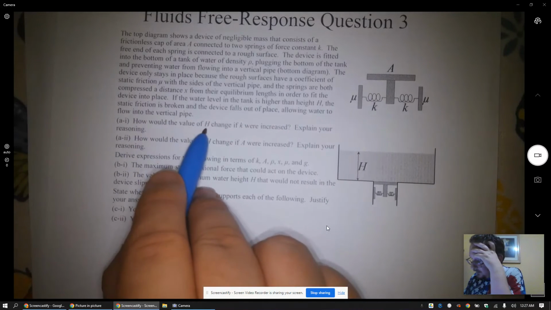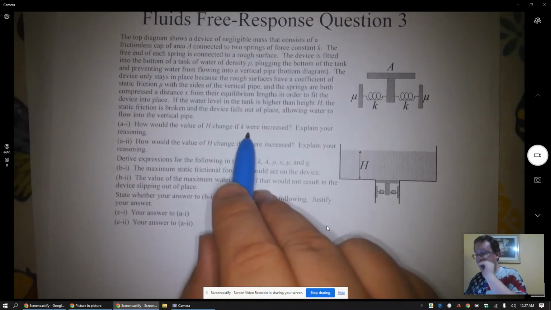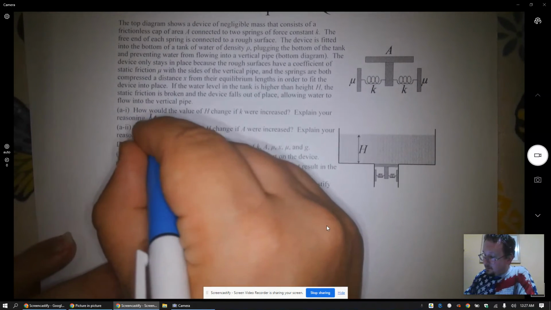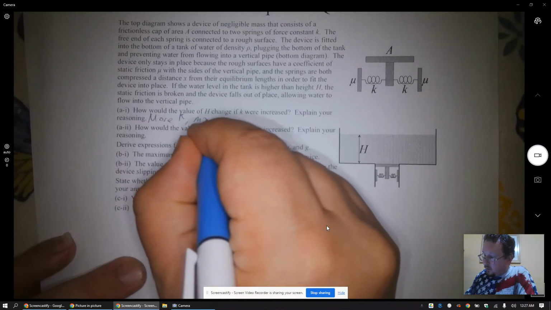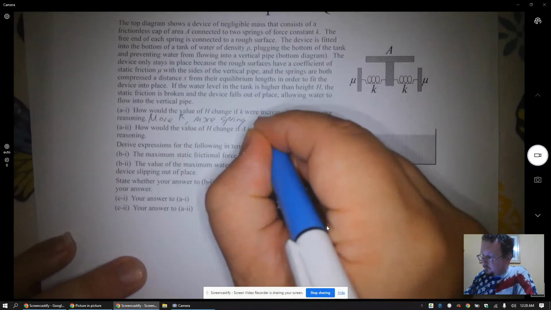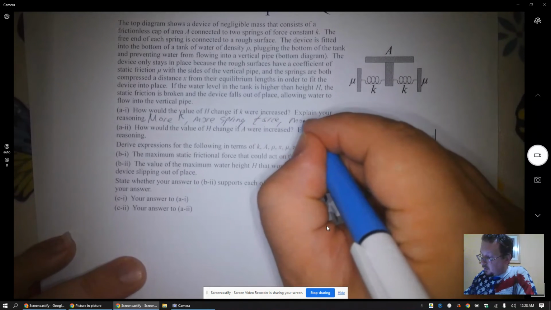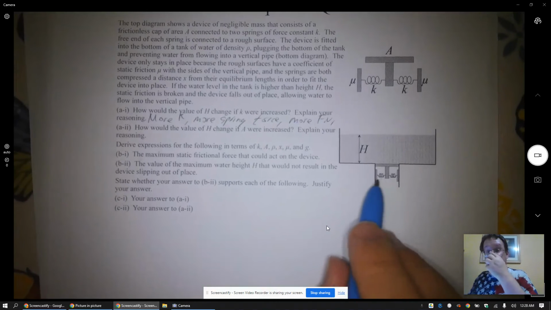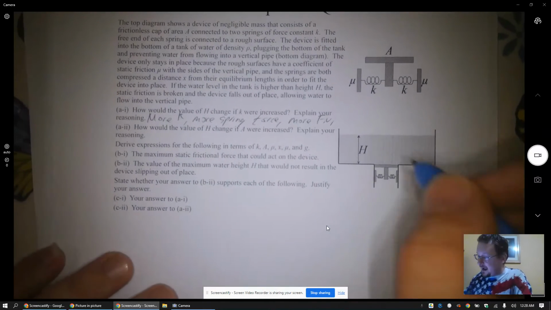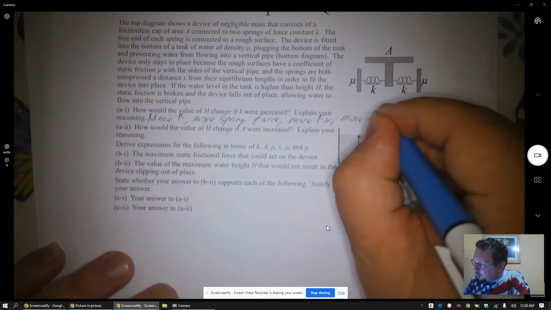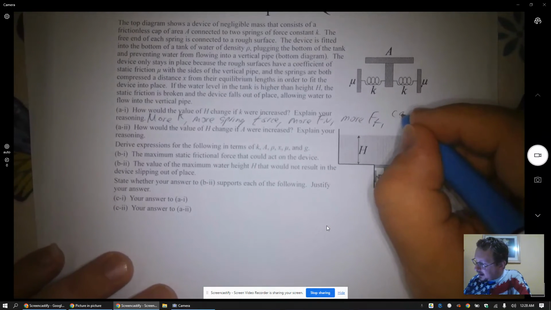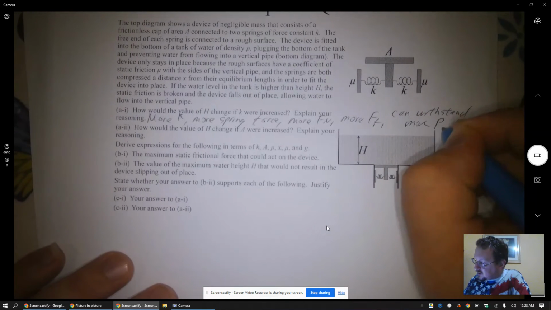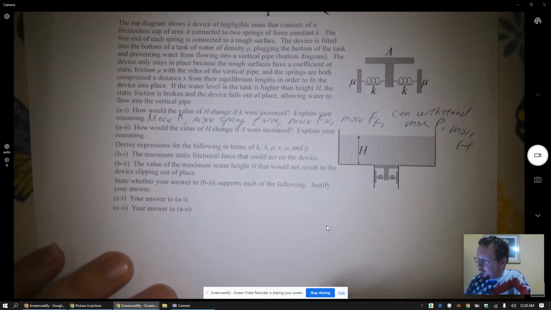Okay, how would the value of h, the height, change if k were increased? So here's what I'm going to say. I'm going to say more k, more spring force. That results in more normal force, because what's happening? The springs are pushing against the walls of this pipe. So the normal force is pushing back on them, and that makes there be more friction force, which means it can withstand more pressure, which means you can have more height before it breaks.